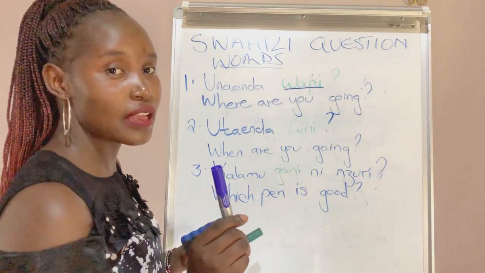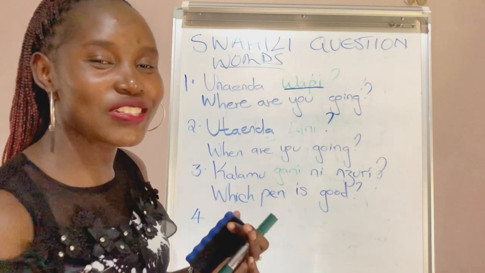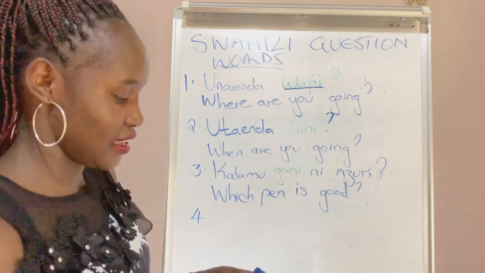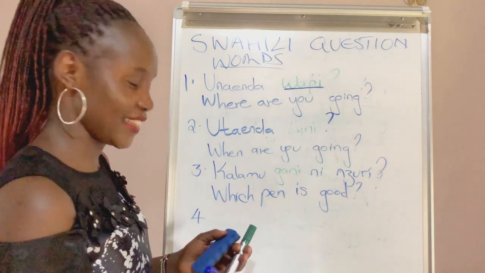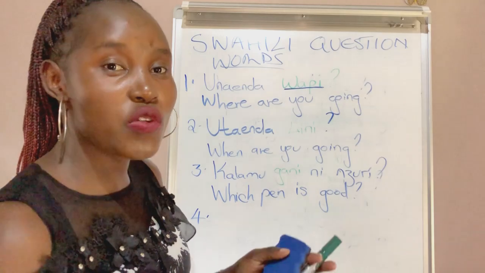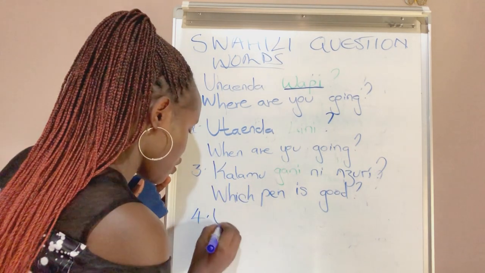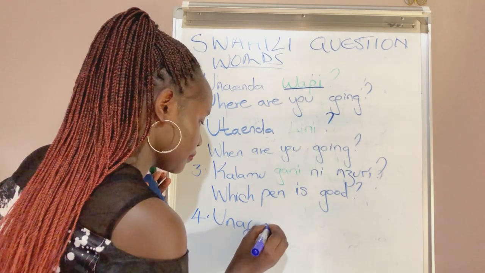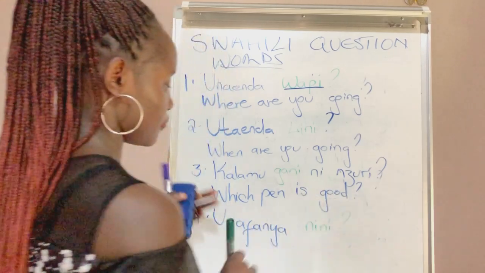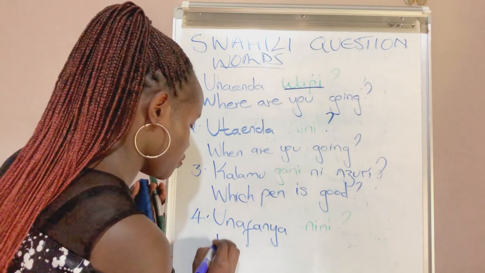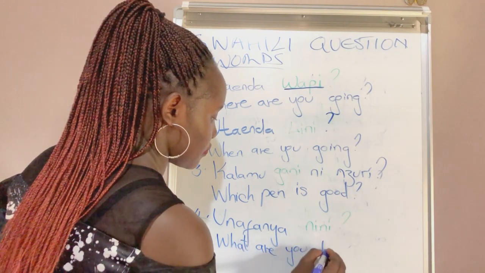And the fourth word was nini. So who can try and construct for us a sentence using the word nini? We said nini means what. Okay? Nini, we can say unafanya nini. What are you doing? Simple.